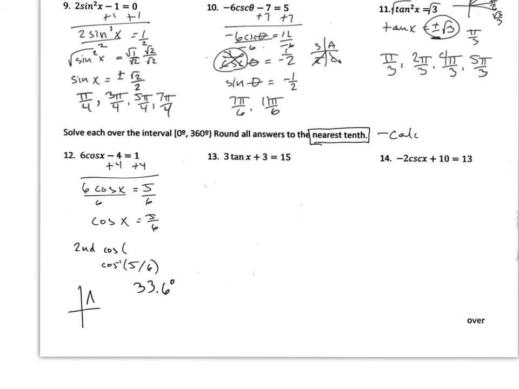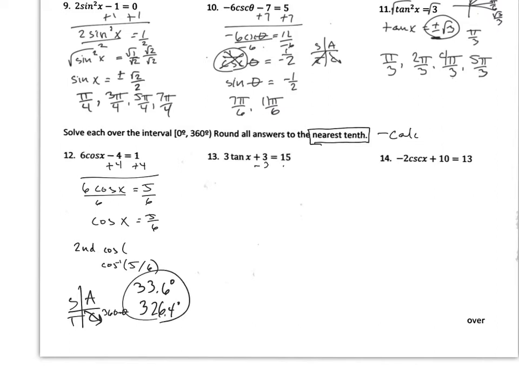But of course, there's more than one answer. Cosine is also positive right here. So you're going to have to know that in order to get it into the fourth quadrant, we have to do 360 minus that angle we just calculated. And so the other answer is 326.4 degrees.